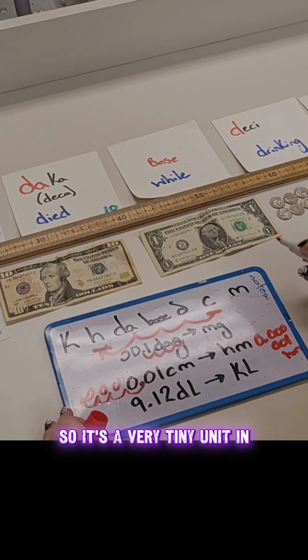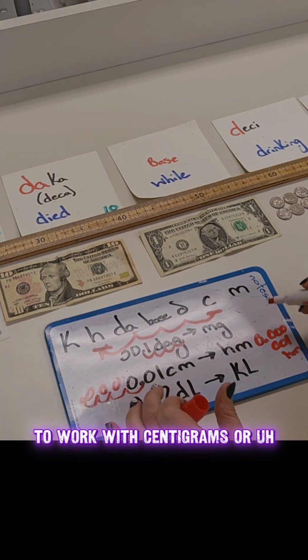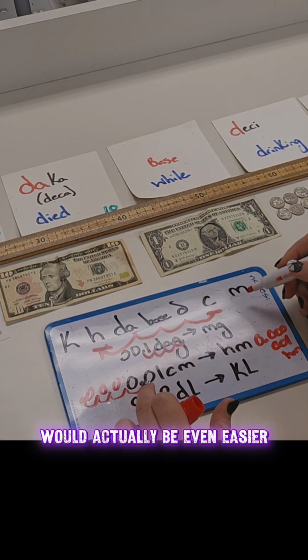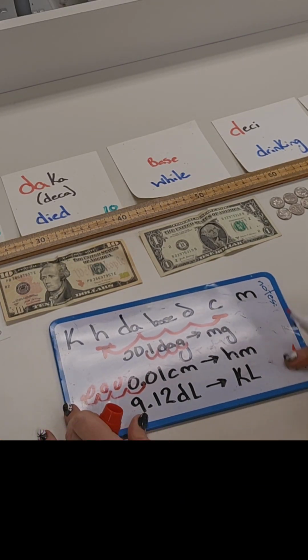So it's a very tiny unit in hectometers. That's why it's probably easier to work with centimeters, and millimeters would actually be even easier because it would be 0.1 millimeters. Let's do one more.